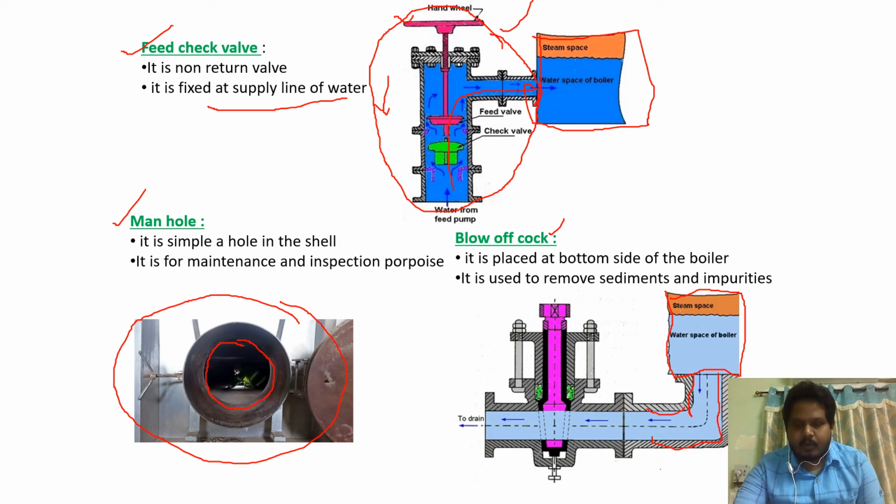The use of the blow off cock is, when we open the blow off cock here, it will remove the sediments and impurities present in the water. They will come out through the blow off cock. If I want to stop the flow, here there will be a valve. When we rotate this valve, it will stop the flow of the impurities. Generally, sediments and impurities will be there in the water, so we have to clean those things. To take out those things, here we use the blow off cock.